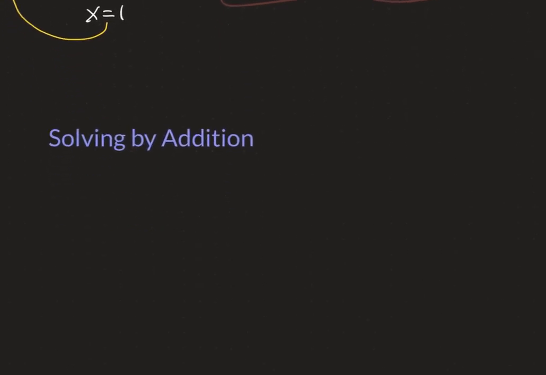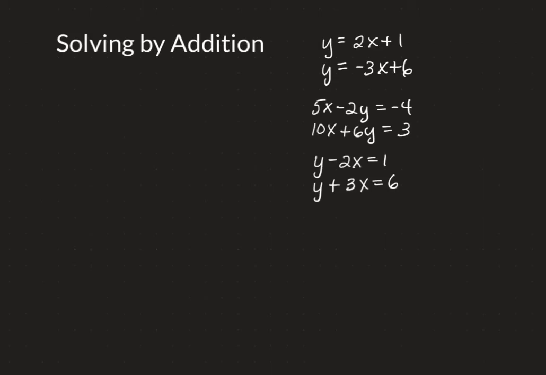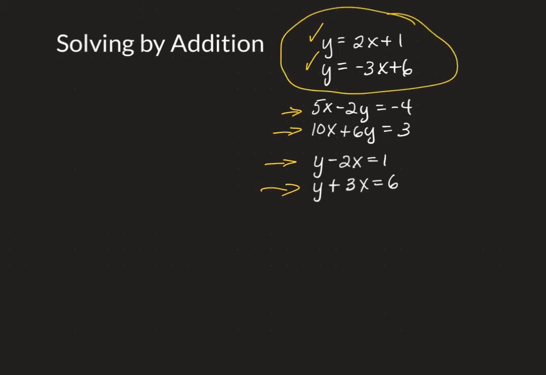Time for the next method of solution. We're going to be performing solution by addition. But first, let's take a look at all of the equations we've worked with so far. If you notice, we have two different types of equations. Now, they're all linear, don't get me wrong. But certain ones look a little different. These two are solved for y. These four are not solved for y. But that's okay. The ones that are solved for y are already primed for solving by substitution.